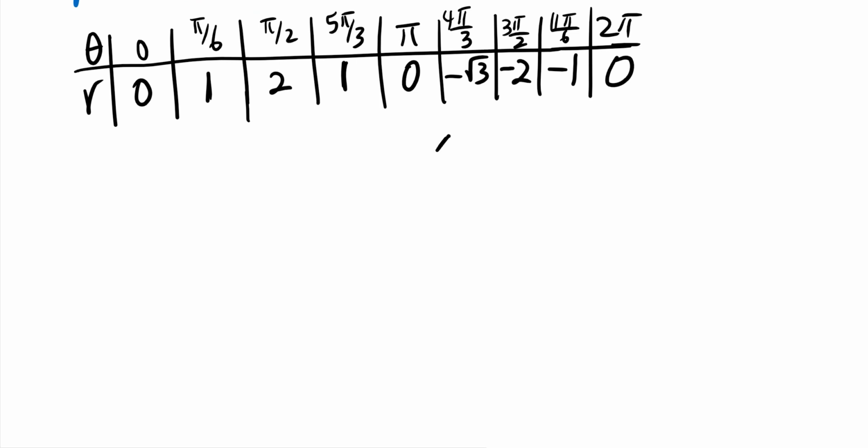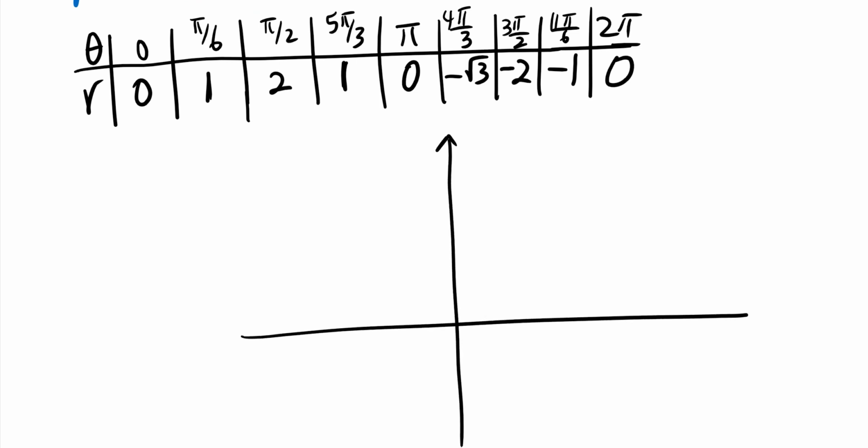So then what do we get? 0, 0 is there. I know it's not going to go anywhere. Pi over 6, so we draw pi over 6 and 1 is there. Pi over 2 and 2. 5 pi over 6, which is 150, and you go 1 only on that. Then at pi, it goes back to 0.